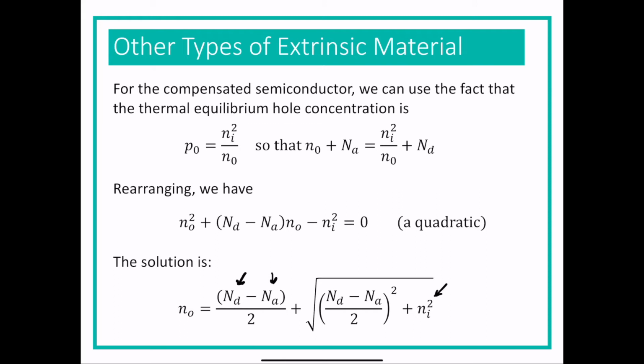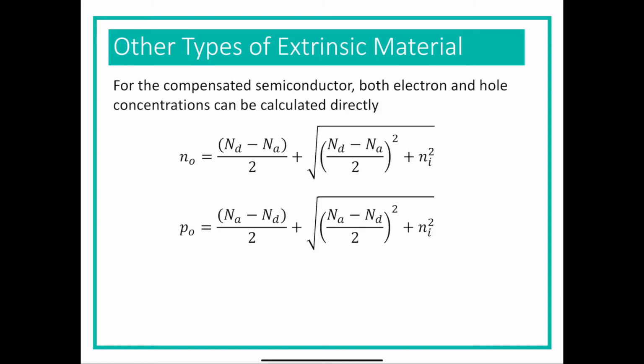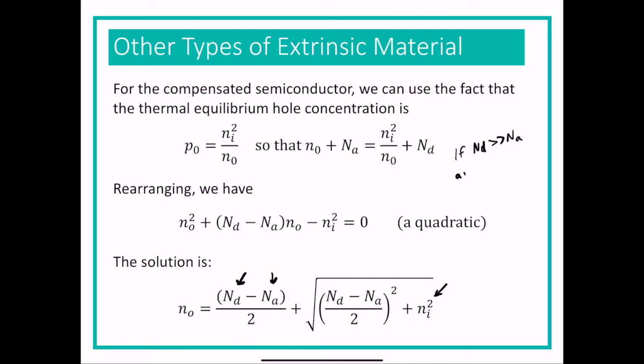So, in other words, I just got to write in a weird place, but if the number of donors is much greater than the number of acceptors, like a couple of orders of magnitude, and if Ni is reasonably less than the number of donors, then you can say that the number of electrons is just equal to the number of donors.